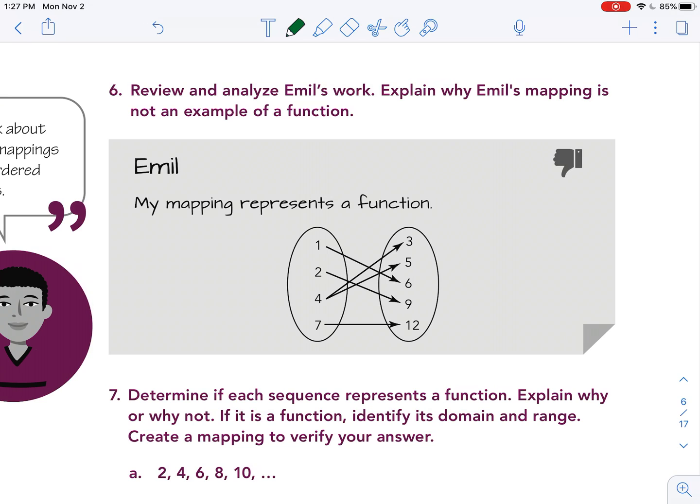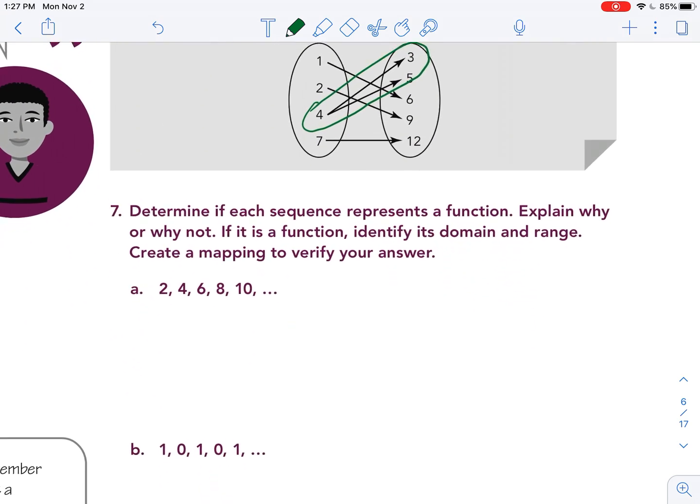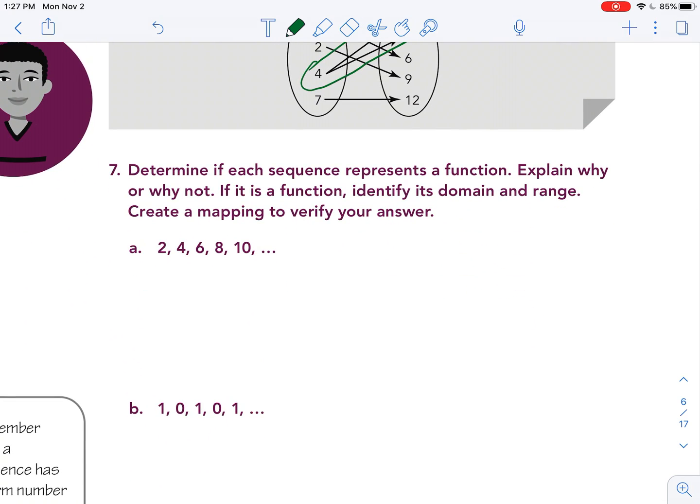Now that we did that, it says review and analyze Emil's work. Explain why Emil's mapping is not an example of a function. Well, hopefully you look at it right here. Doesn't 4 go to 2 different things? So that is not a function. Okay, so sequences.